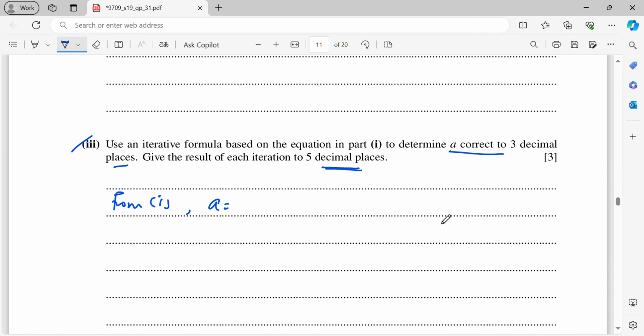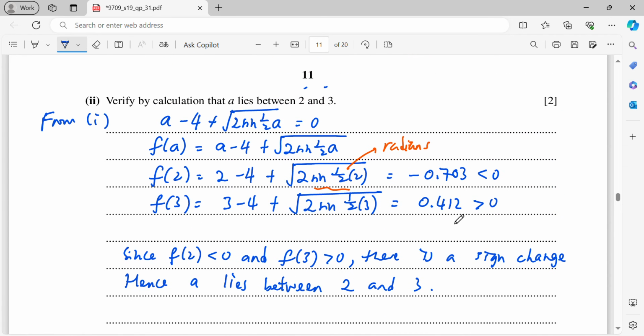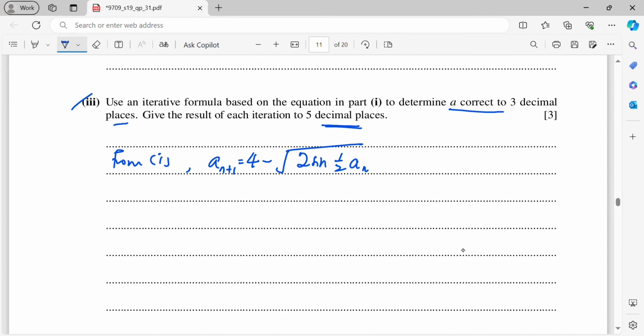So here it will be 4 minus square root of 2 sine half a, but then add on the subscripts. So for the left hand side, it will be a of n plus 1. And now, in previous parts, we have proven that it's between 2 and 3. So you can take a not as 2 or 3 or any other value. I will just make it 2.5. That is the middle value. You can take any value, up to you. So a not is 2.5.